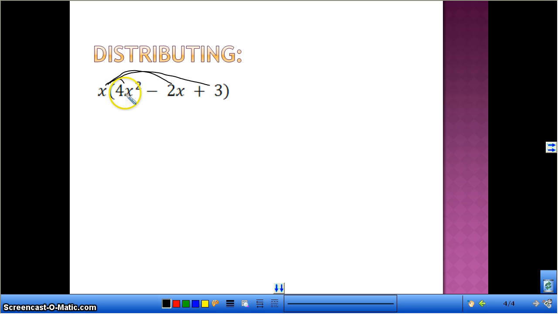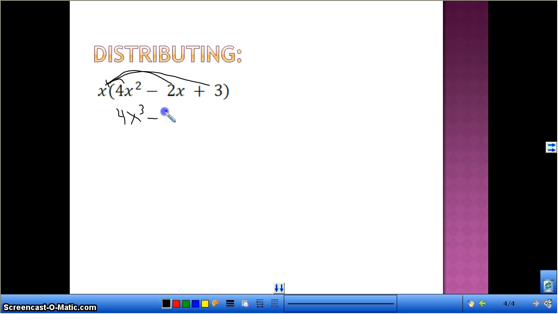So you're doing x times 4x squared. You're going to keep that 4 the same. The base is going to stay x, and the exponent is going to turn into a 3. Keep in mind this has an exponent of 1. And then you're going to do x times -2x.